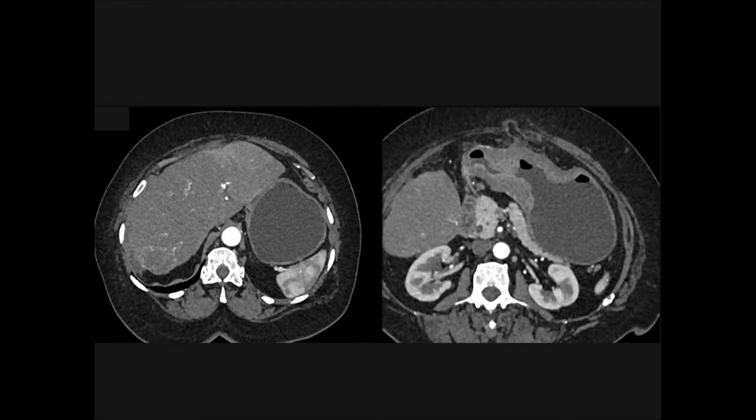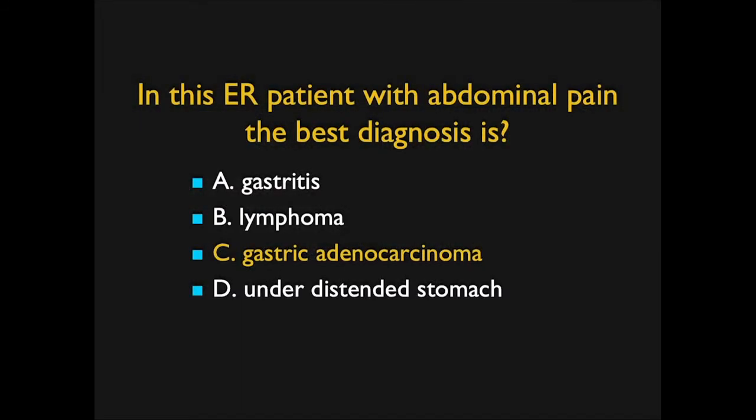So whether you're using positive contrast or water for a neutral contrast agent, ER patients need a distended gastric fundus, body, and antrum. 1,000 cc's of water over 20 minutes, or at a minimum 500 cc's 5 minutes before, is going to solve the problem. Just do it.